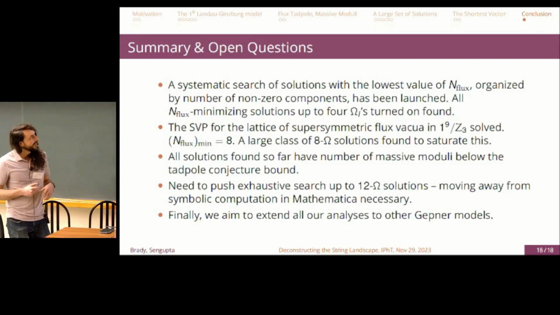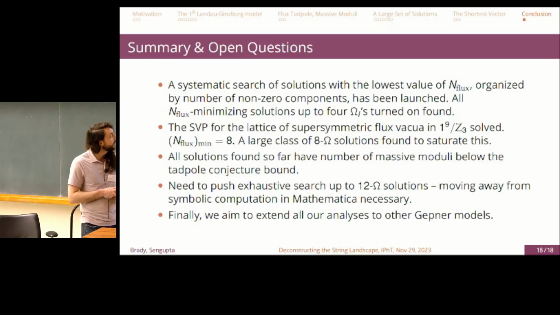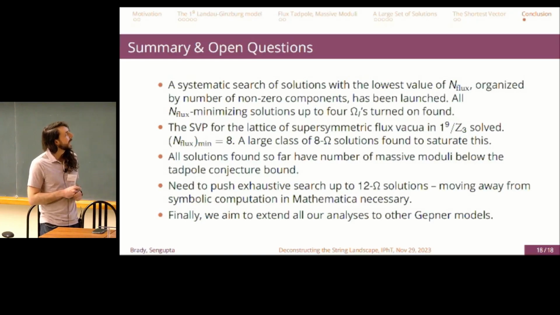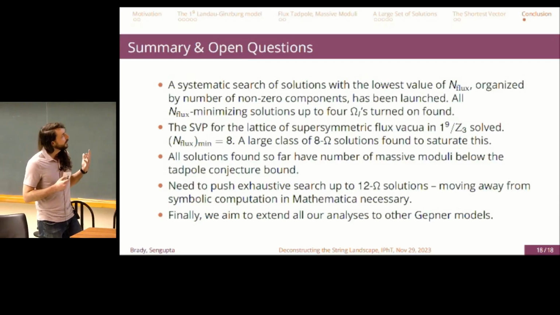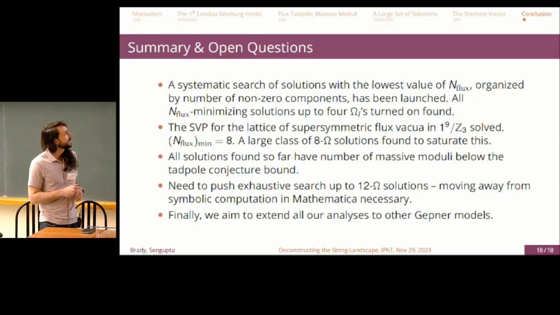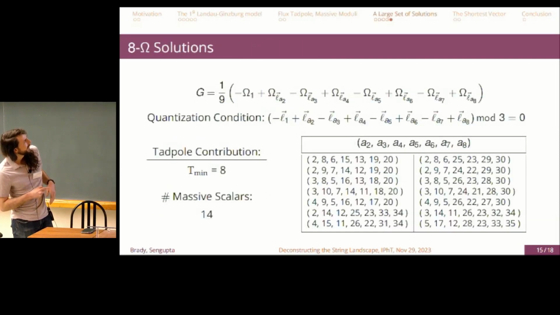This is similar to the shortest vector problem, which is NP-hard, but that's unimportant. So for the lattice of supersymmetric flux vacua in this model, we find that the minimum is definitively 8. A large class of 8 omega solutions were found, but I should mention that this is not an exhaustive list. I think I must have skipped over the 8 omegas, didn't I? Yes, I did. So the punchline was the 8 omegas.